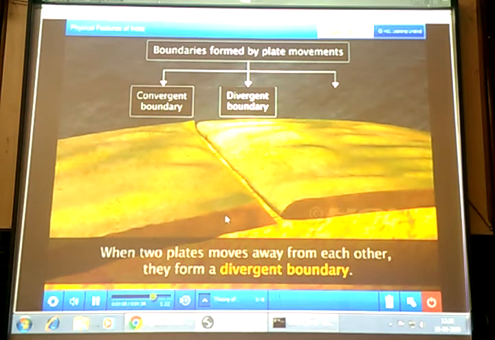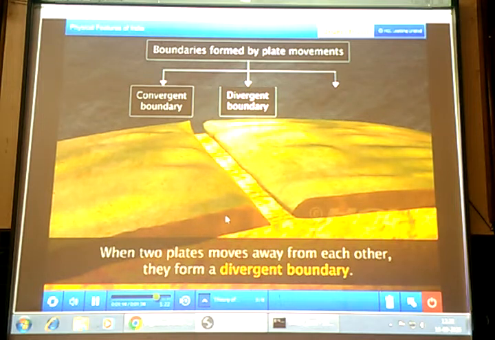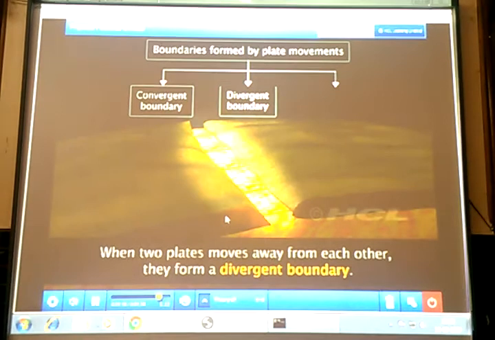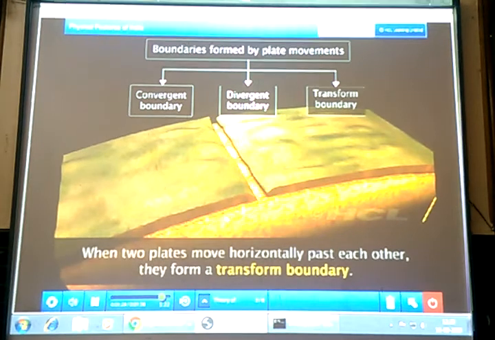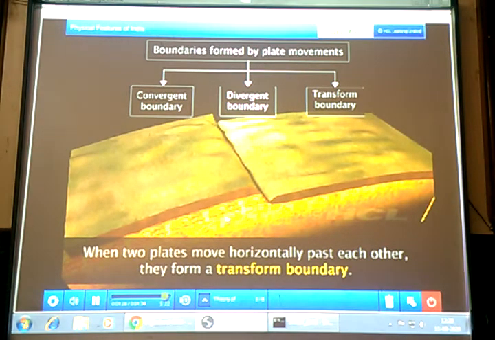When two plates move away from each other, they form a divergent boundary. Space in between these plates is filled by molten magma from the asthenosphere. When two tectonic plates move horizontally past each other, they form a transform boundary.